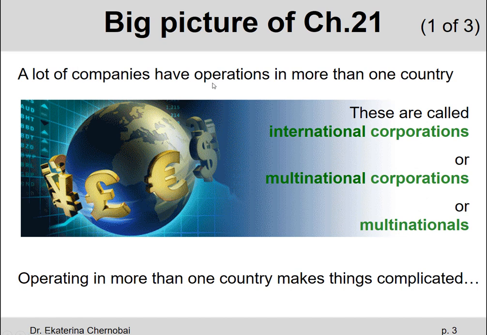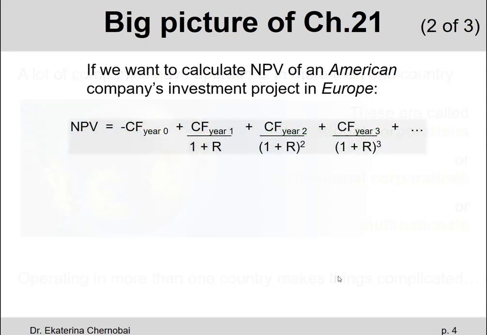So a lot of companies these days have operations in more than one country. So not just offices in the United States only, but offices in other countries in this world. These companies are called international corporations or multinational corporations or simply multinationals. And clearly, when you operate in more than one country, things get kind of complicated. Let's see what the problems may be.